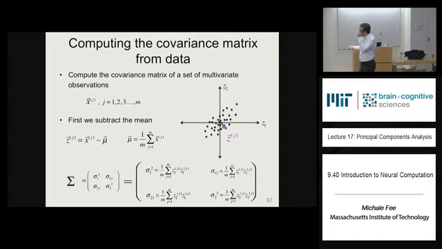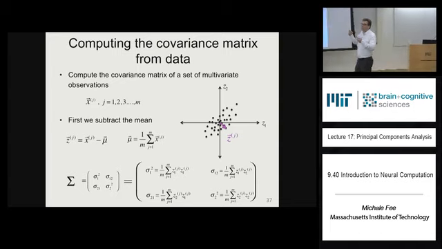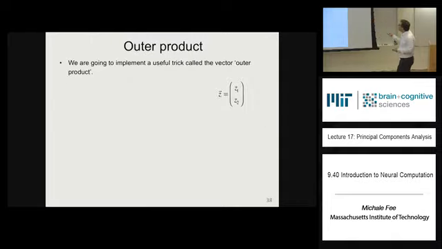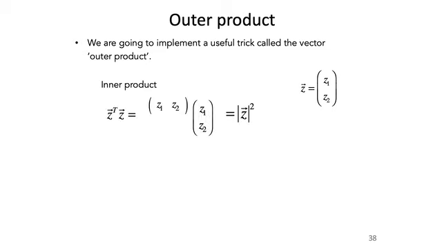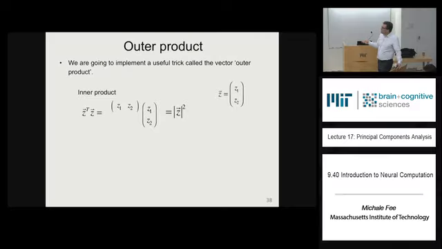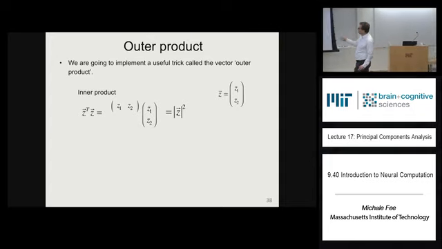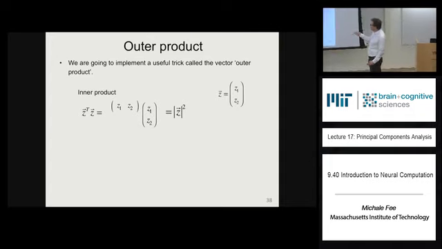It turns out that in MATLAB, this is super duper easy. Okay? So if this is our vector, one of our observations, we can compute the inner product, z transpose z, which is z1, z2 times z1, z2. That's the square magnitude of z.